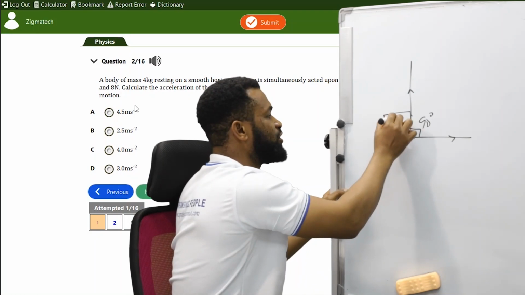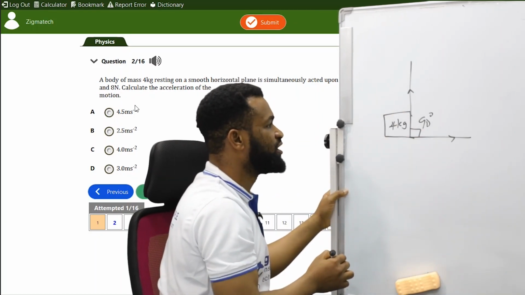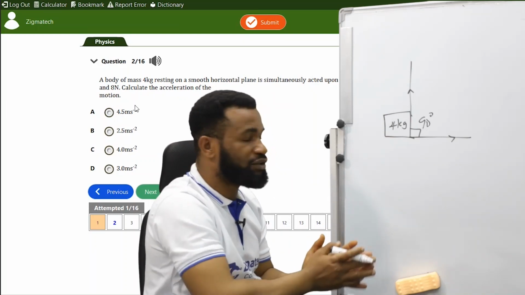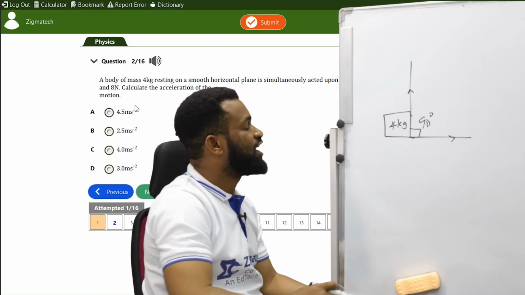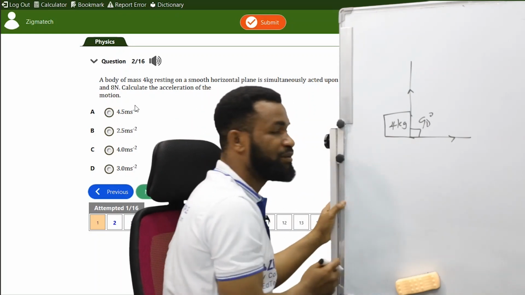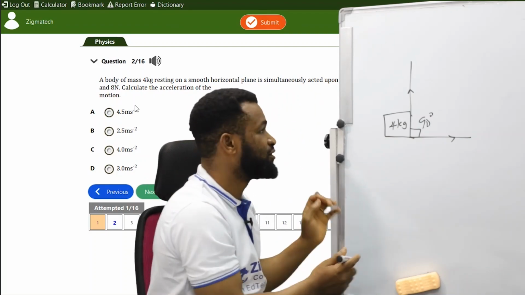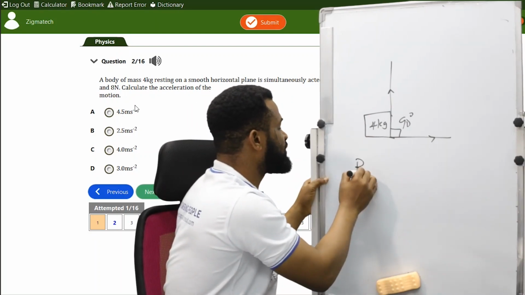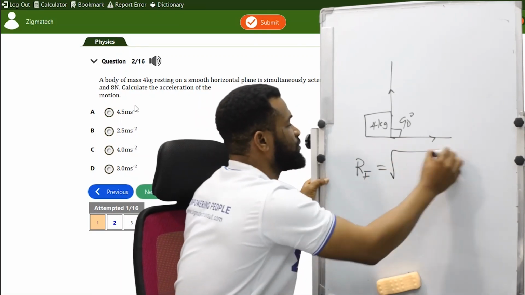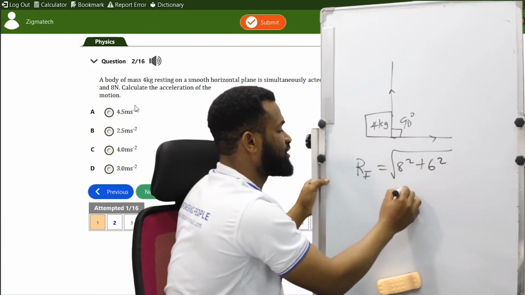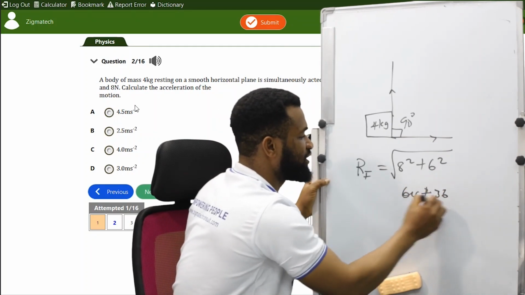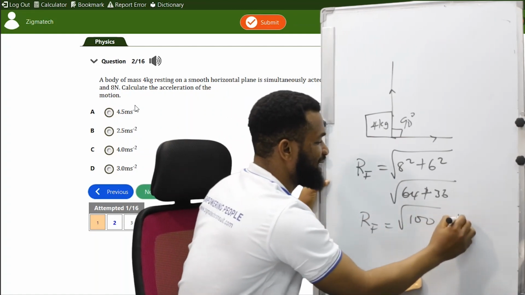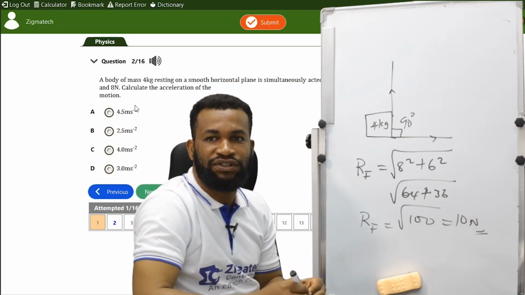When they are acting upon this body of 4 kilograms, what is going to be the resultant? Because what we need now is a resultant force, that is the net force on the body. The net force is going to be the application of the Pythagoras expression. Since the forces are 8 and 6, the resultant force is equal to the square root of 8 square plus 6 square, which is 64 plus 36, which is the square root of 100, which is 10 Newton. So 10 Newton is the force acting on the body.